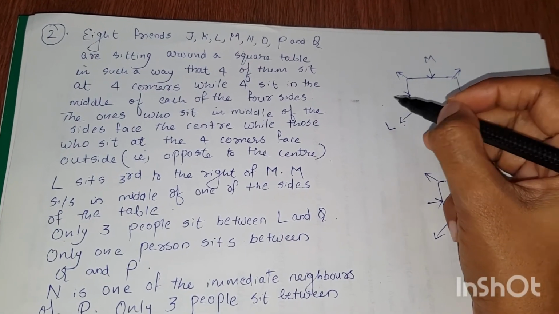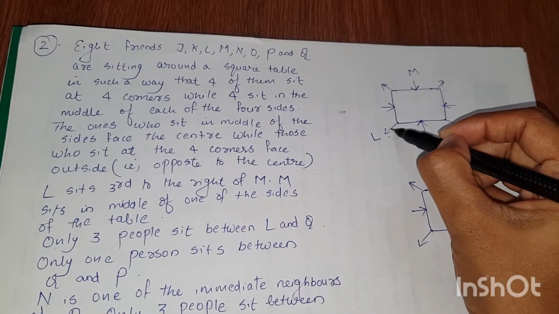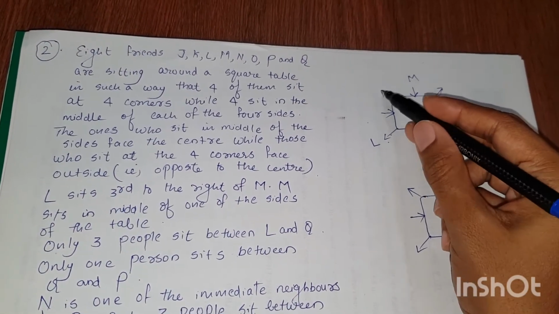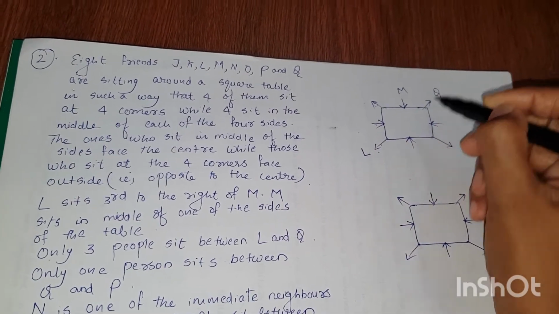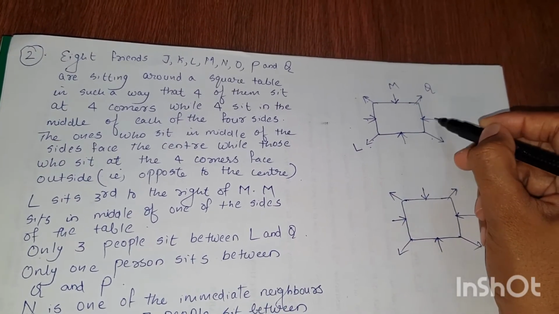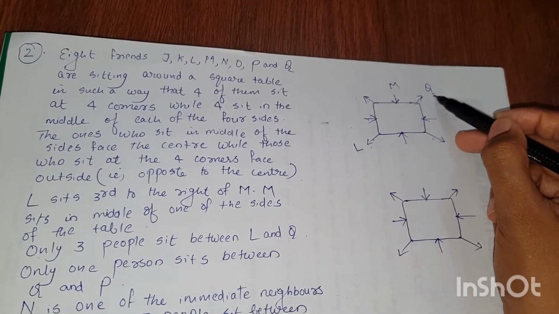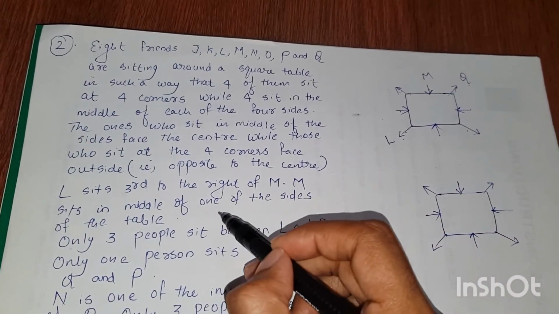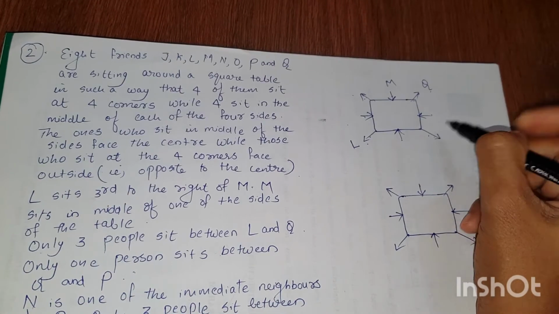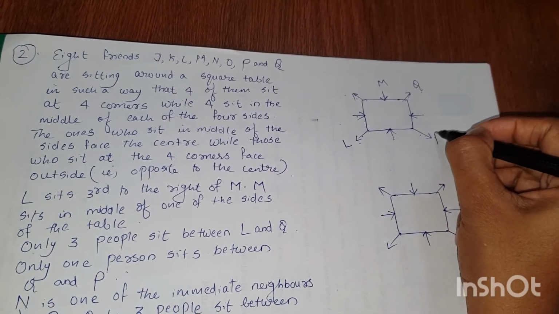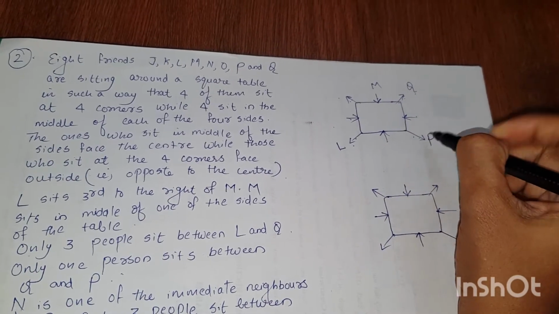Now only 3 people sit between L and Q. Between L and Q, only 3 people are sitting. So considering this direction, 1, 2, 3, here it is Q. Considering this direction also, 1, 2, 3, Q. That means only 3 people are sitting between L and Q. Understood? Only one person sits between Q and P. Between Q and P, there is only one person sitting. Understood?